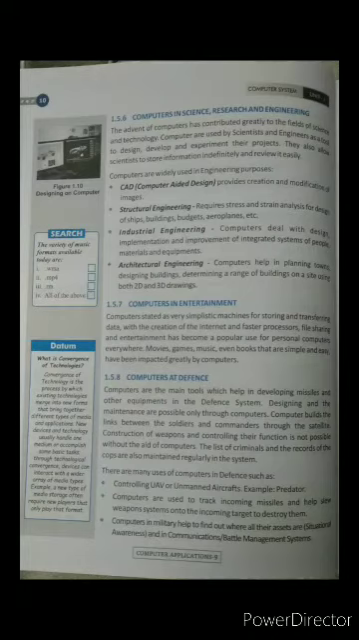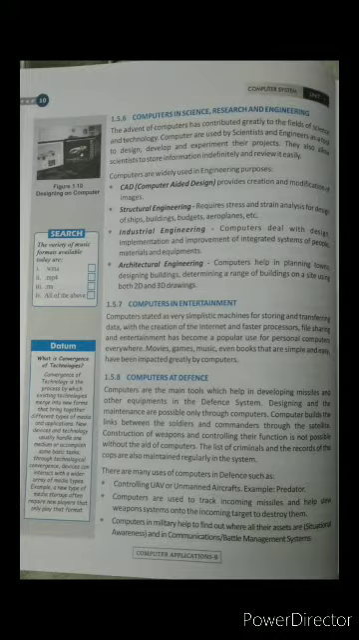We are looking at chapter number 1 in computer, and in the last video we have seen the uses of computers, in what fields we are using computers, and in what areas computers are being used. So here is the sixth one: computers in science, research, and engineering. Next, the uses of computers in the field of science, research, and engineering.